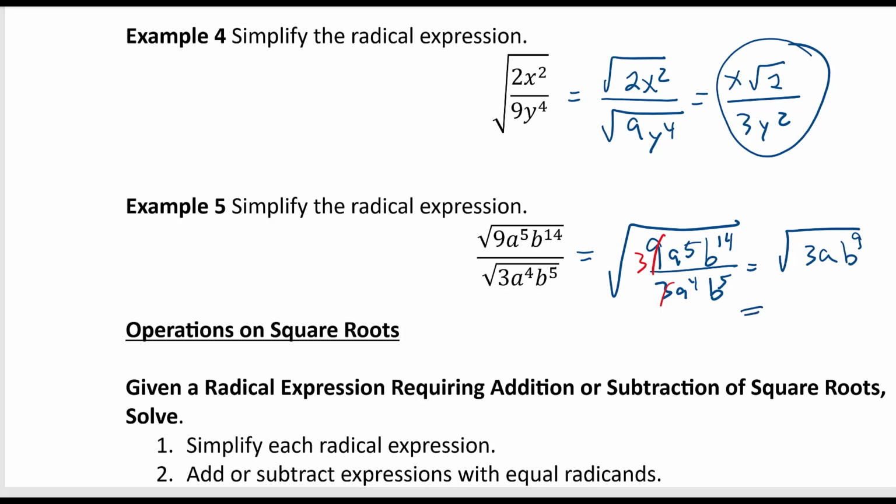So we could break that up to be the square root of b to the 8th times the square root of 3ab. So b times b to the 8th is b to the 9th. I brought this out so I could do the square root of b to the 8th, which is b to the 4th, times the square root of 3ab.